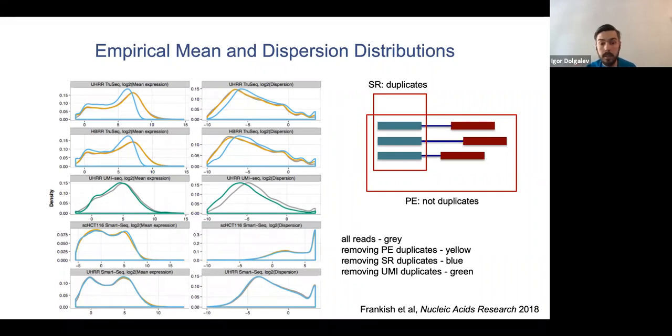So it does indicate that using UMIs for duplicate removal is better than more traditional duplicate removal based on where the reads map. So hence the conclusion is that probably removing duplicates just based on standard libraries is not a good idea.